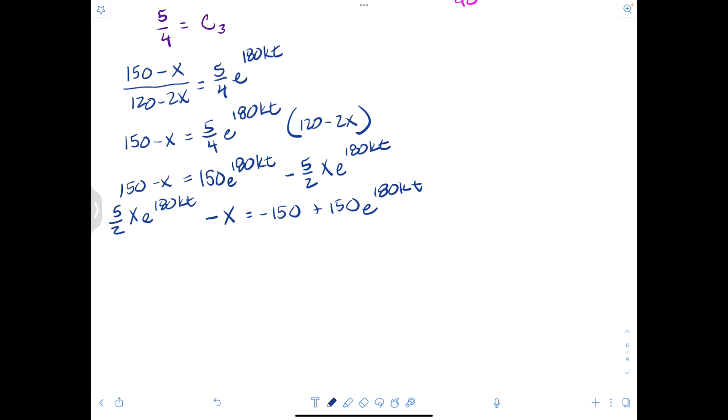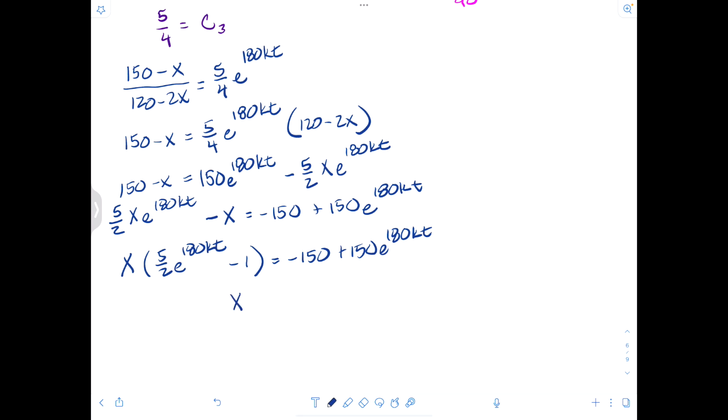So now let's factor out the x. We're left with 5 halves e to the 180 times k times t, and then minus 1, and that's equal to negative 150 plus 150 e to the 180 times k times t. Dividing both sides to isolate the x, I'm going to just factor out a negative 150 from the numerator, and then I'll have 1 minus e to the 180 times k times t over 5 halves e to the 180 times k times t minus 1.